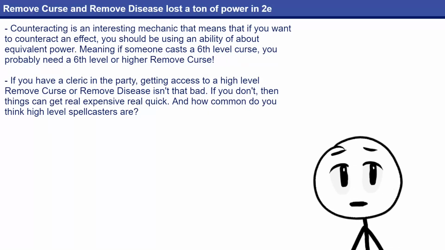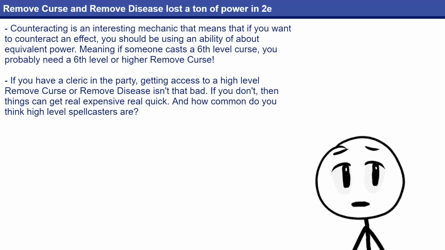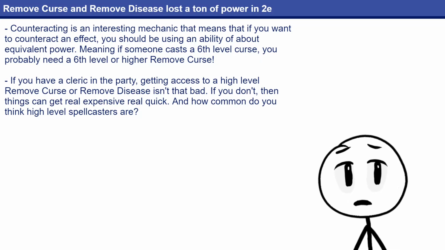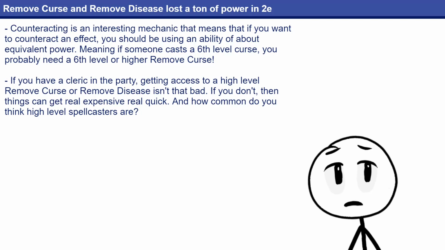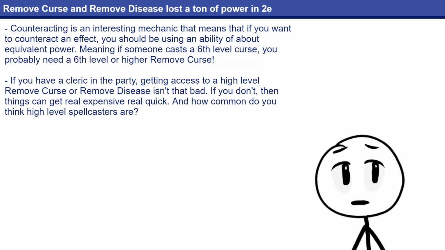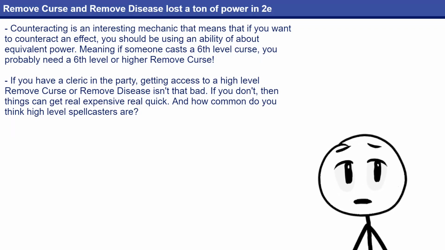And just in case you're thinking you won't have to worry about curses or diseases if you have a cleric in your party, you're dead wrong. You just don't have to worry as much. See, remove curse and remove disease aren't guaranteed to work. You attempt to counteract the affliction that is affecting you, and the level of the spell matters a ton whenever you're attempting that check. Basically, if someone casts Spell Rack on a character, and your friendly neighborhood cleric tries to remove it with a level 3 remove curse spell, they're gonna have a pretty bad time.